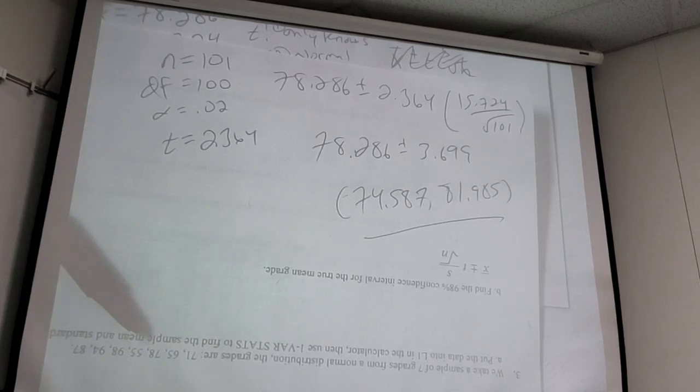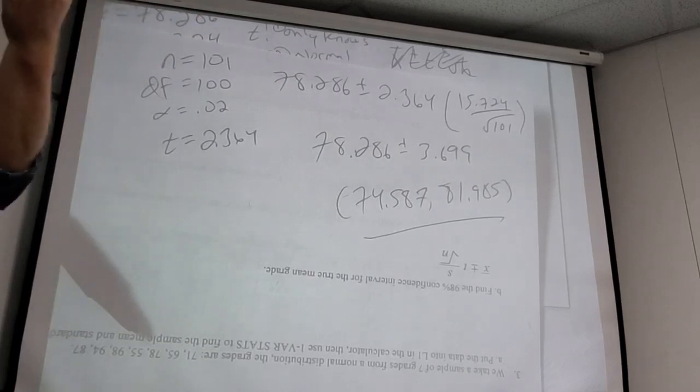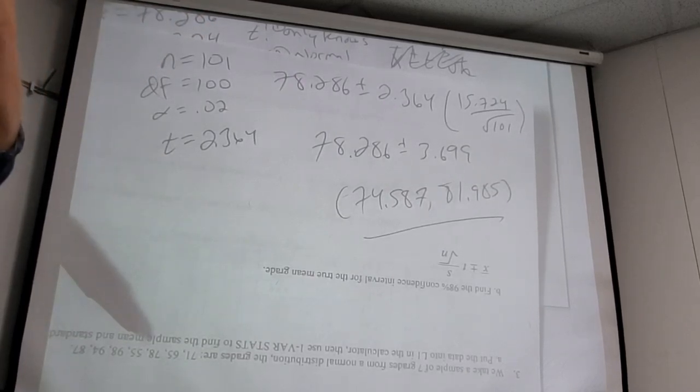That's what a lot of things are built on. Why do we only do samples? Because normally a population is either way too large or way too difficult to get around to everybody or whatever.